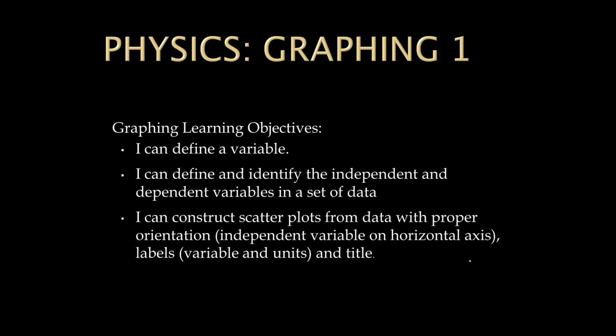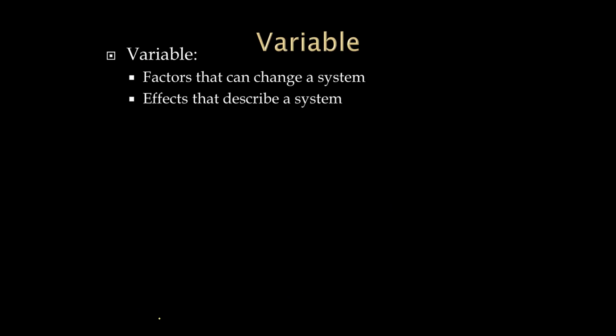Our learning objectives are: I can define a variable, I can define and identify the independent and dependent variables in a set of data, and I can construct scatter plots from data with proper orientation, labels, and title. Let's get started. First, let's define a couple of words we'll be using.